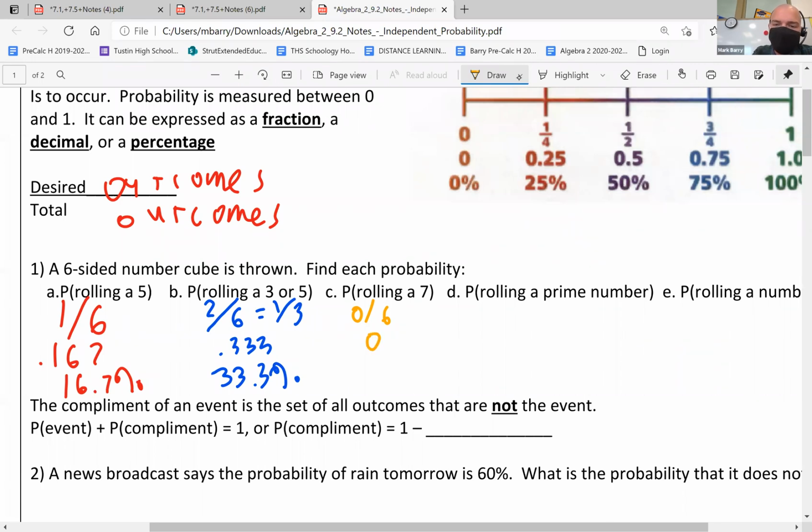So as a decimal, this would be 0, and as a percentage, it would be 0%. So remember, 0 means literally impossible. Sometimes people say the probability of something is 0 when it's really a little bit more than 0.